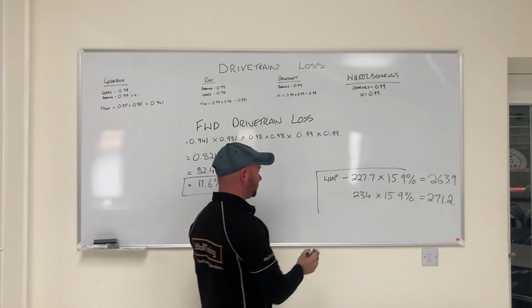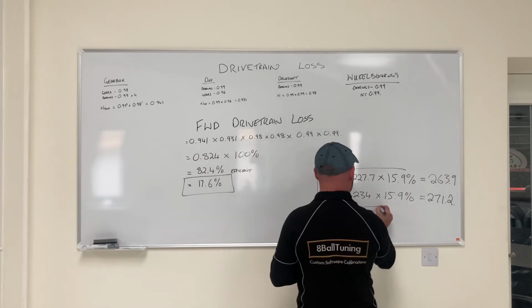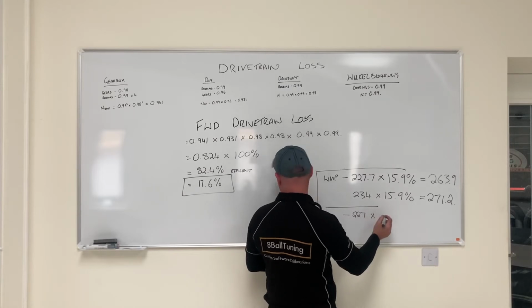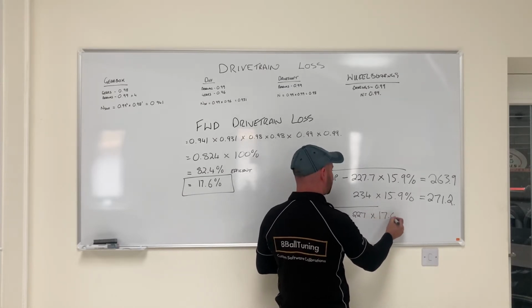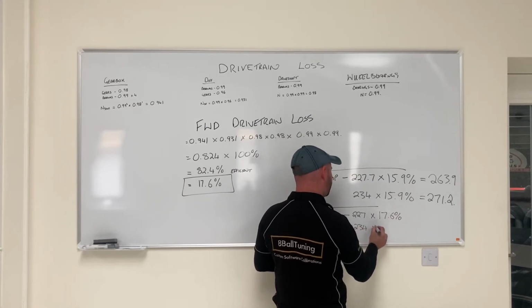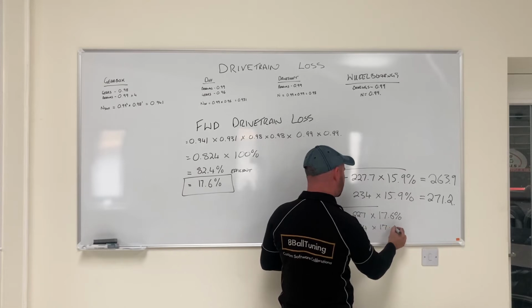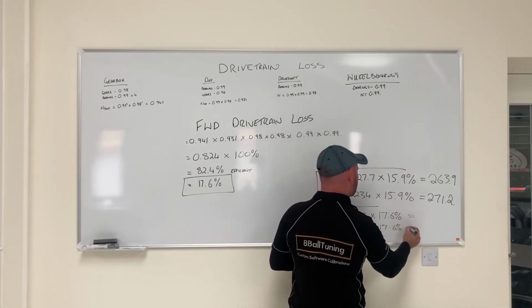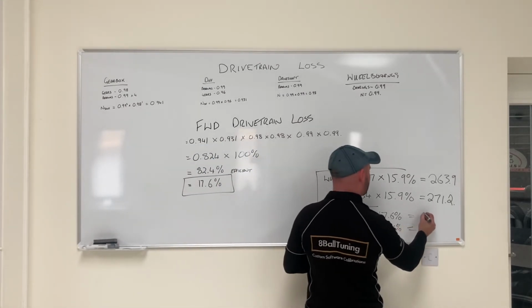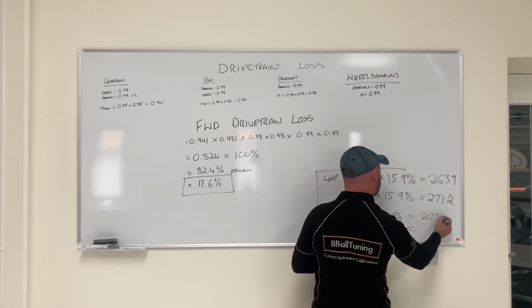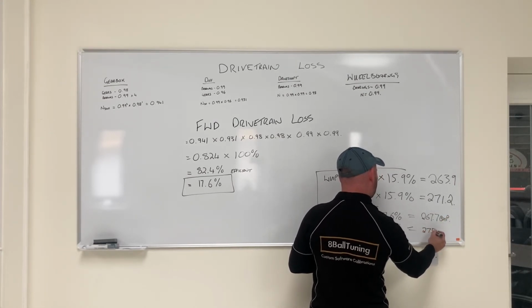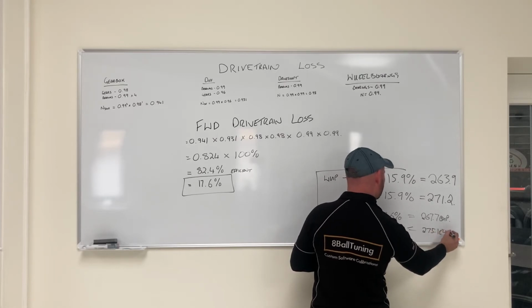Okay, so let's work that out. 227 times 17.6%, and 234 times 17.6%. So we get 267.7 and 275.184.